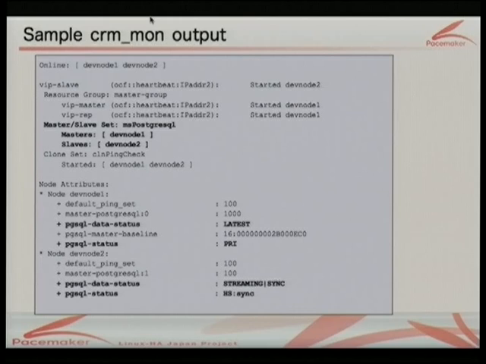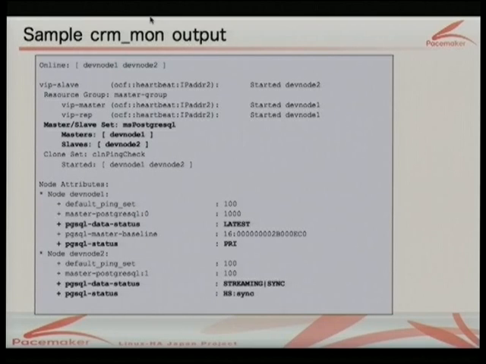Okay, and you launch Pacemaker, and you can see the actual running status of the replication. Look at the master slave display. In this case, master is running on node 1 and slave is running on node 2. The virtual IP master and replication are running on node 1, and the read-only VIP slave is running on node 2.